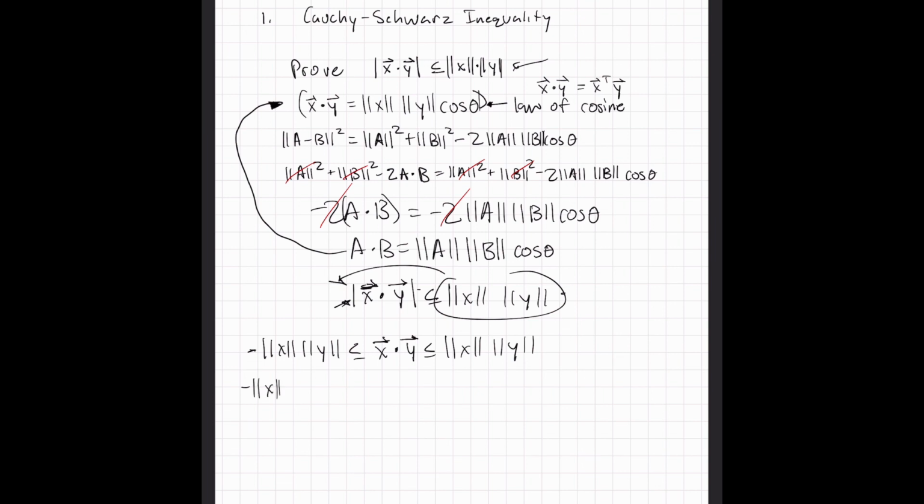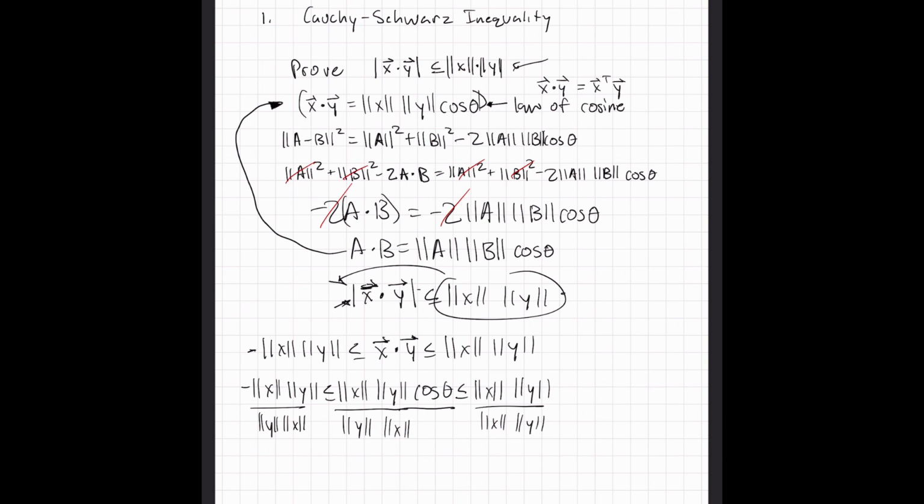And so now we will replace the dot product of x and y with the magnitude of x times the magnitude of y times cosine of theta. And as you can see, we just did that in this step. After this, we will divide both sides by the magnitude of x and the magnitude of y. And that will show us the fact that negative 1 is less than or equal to cosine of theta, which is less than or equal to 1. We know this is true based off the cosine graph, which oscillates between negative 1 and 1.